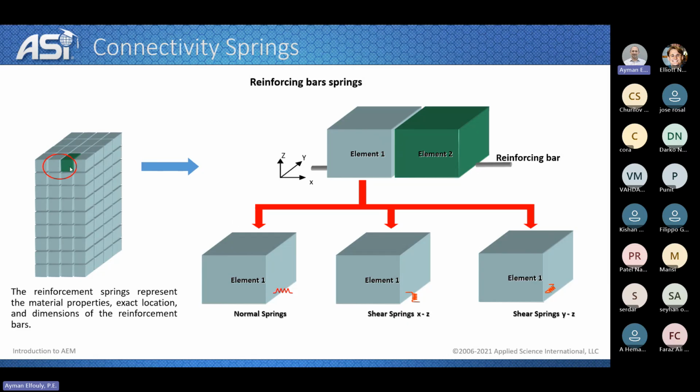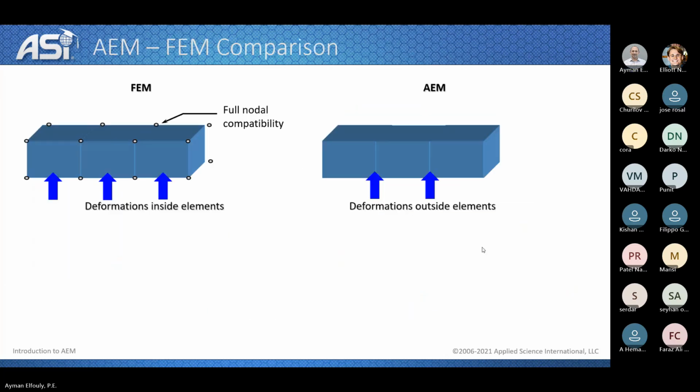With the same exact concept, if you have reinforcement steel bars, let's assume that we have reinforcement bars that pass between those two elements in here. So in this case, probably it is a stirrup. We replace the stirrup at its exact location inside the element with again one normal spring for the normal deformations and two shear springs for the shear deformations.